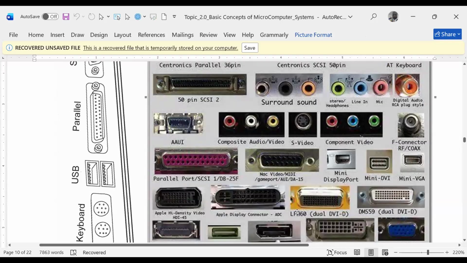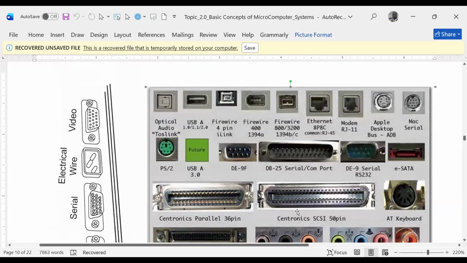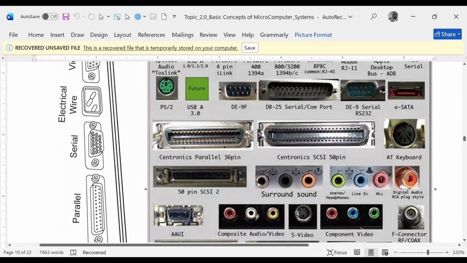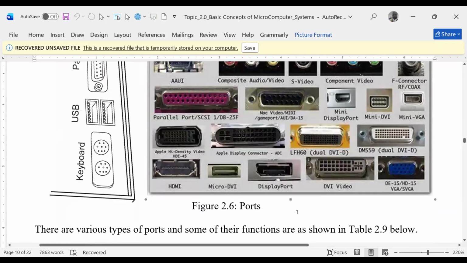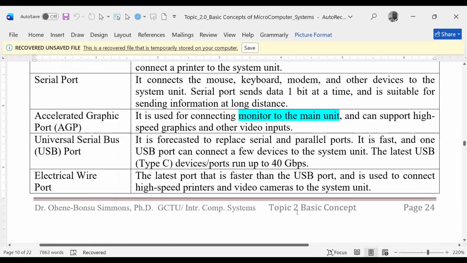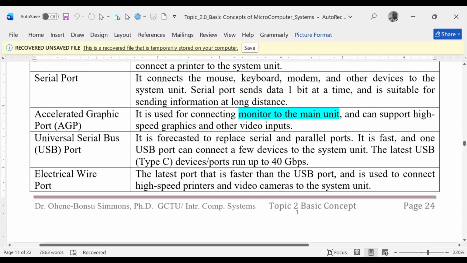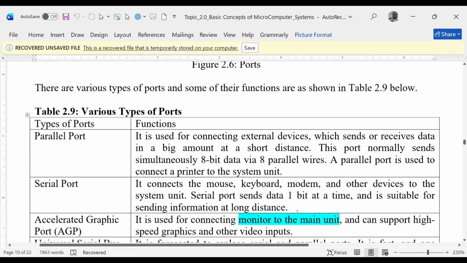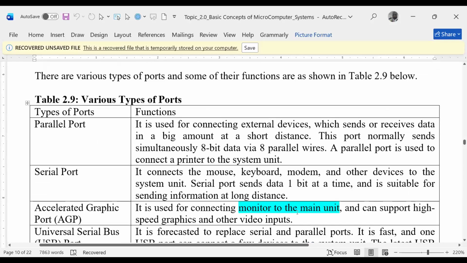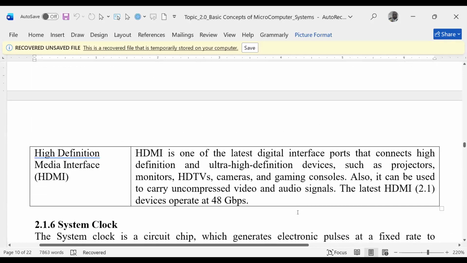Each port is also compatible with its specific device. Different ports are available in PCs where your external device can be connected. The ports are grouped accordingly. Various ports: we have power port, serial, isolated, USB, electrical, and HDMI.